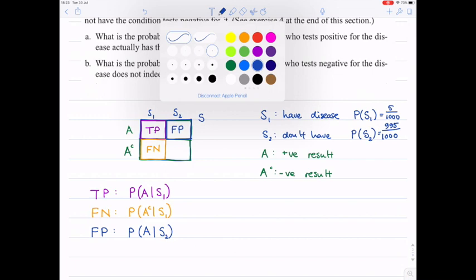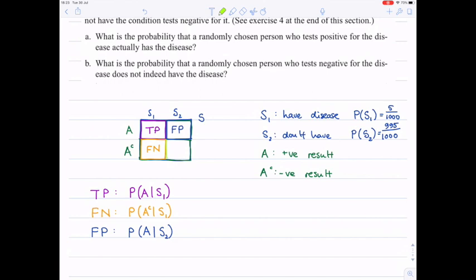And then finally, in our bottom right corner, these people don't have the disease, and the test says that they don't have the disease. So these are called our true negatives. And the probability of being a true negative is the conditional probability that you don't have the disease and the test says you don't have the disease.